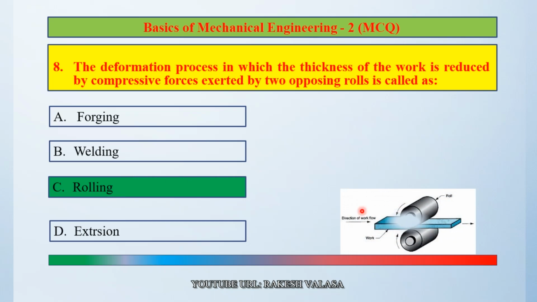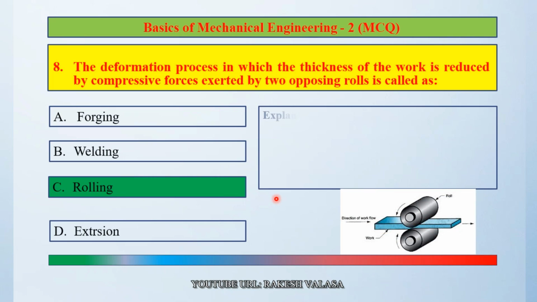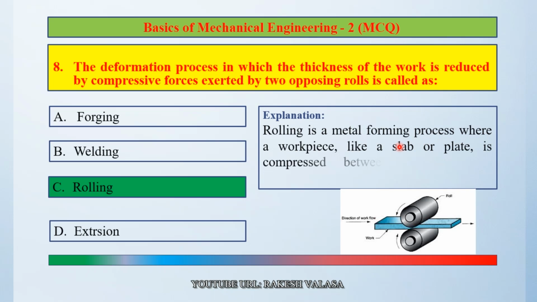You can also see this image. Let us see the explanation. Rolling is a metal forming process where a workpiece like a slab or plate is compressed between two rotating rolls, reducing its thickness. So the correct answer is option C, rolling.